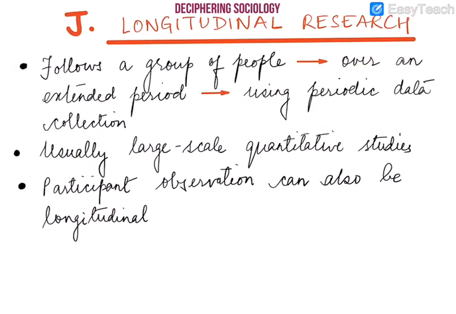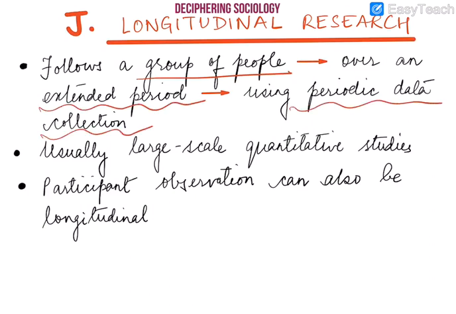The last research method is longitudinal research. It is the same as participant observation, but here it follows a longitudinal approach: it follows a group of people over an extended period using periodic data collection. That means the data is collected periodically, let's say on a weekly basis.